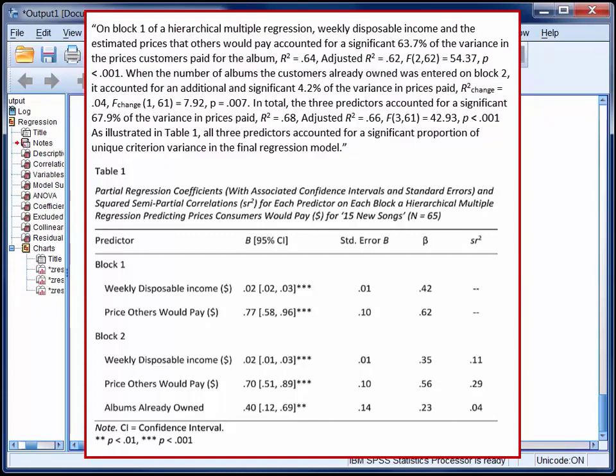As illustrated in Table 1, all 3 predictors accounted for a significant proportion of unique criterion variance in the final regression model. Now, in a full write-up, you would also need to include the results of your assumption tests, and these are described in StatHand.